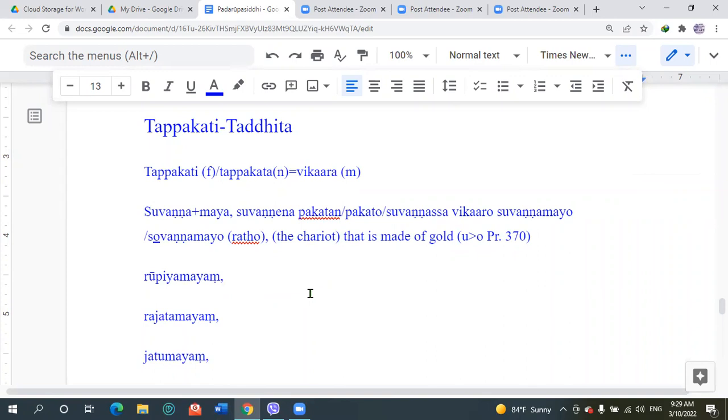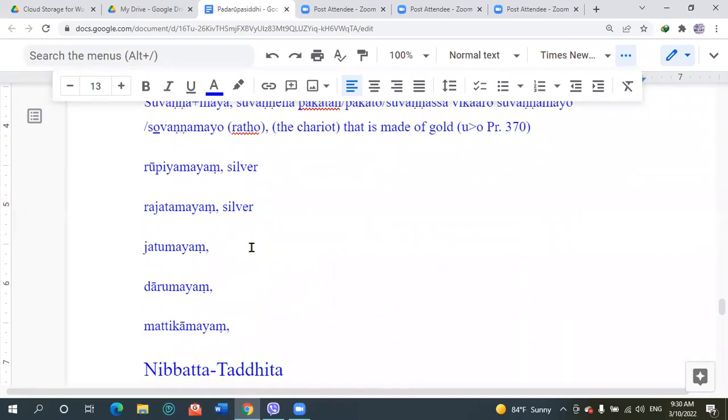Rupee in India, the Indian currency, right? Maybe rupiah too. Here also silver. Rajata is also silver. So Rupiya na Pakatan or Pakato, Rupiya Mayo, Rupiya sa vikaro, Rupiya Mayo. Only the meaning of rupiya.